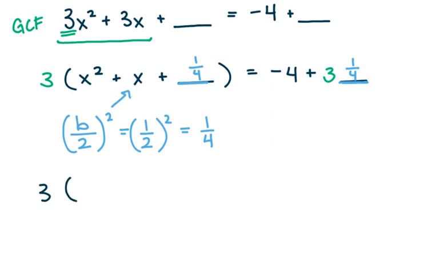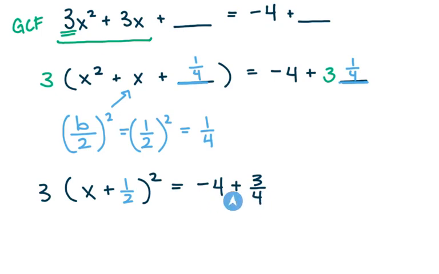So this is always going to be x plus or minus, depending on the sign, the value before you squared it. So 1/2 squared, right? This is the number before I squared it. So once I factor it, I have x plus 1/2 squared. And on the right side of the equation, I have negative 4 plus 3/4.